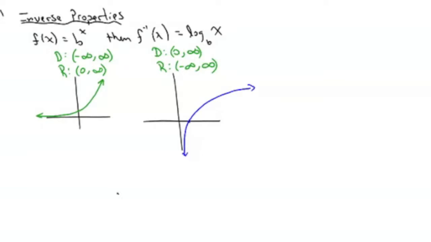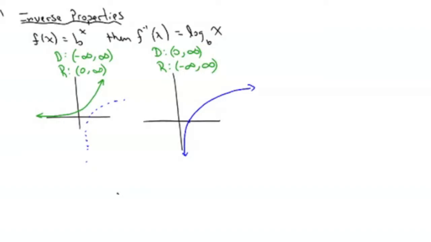Remember, it flips over that line, y equals x. So if you turn your head 45 degrees, these two graphs should look very symmetric over the y equals x line. So that's what a logarithm graph looks like. Between 0 and 1, the thing is negative. After 1, the graph is positive.